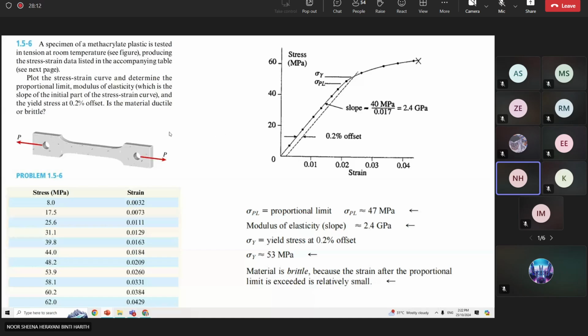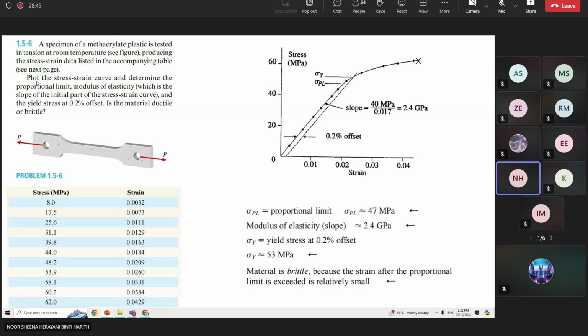Okay. Alright. This is the second question. What you need to do is plot in the graph paper. The question says a specimen of methacrylate plastic is tested in tension at room temperature. This is the plastic material, producing the stress strain data listed in this table.